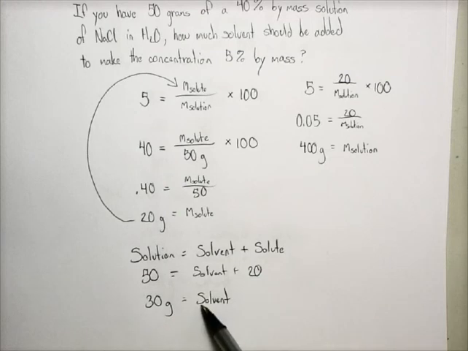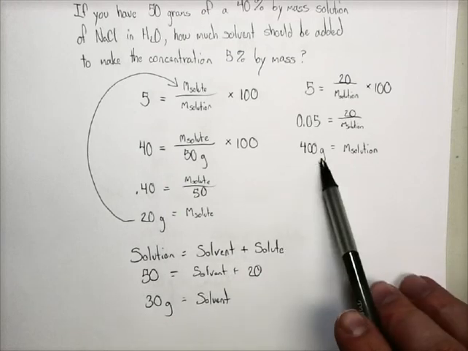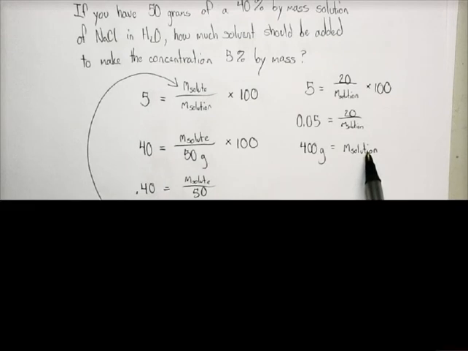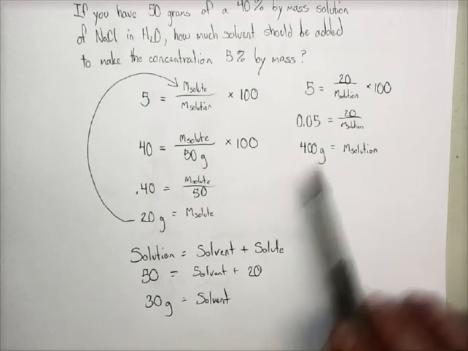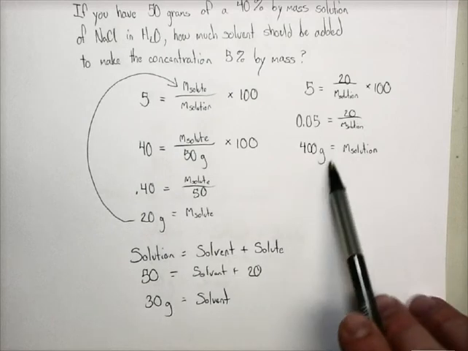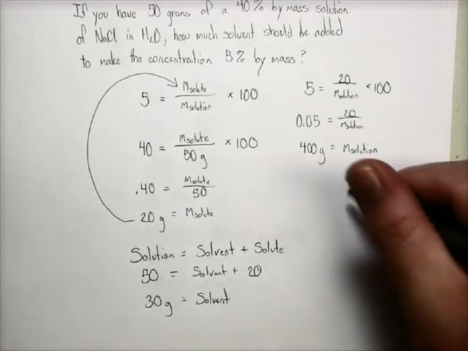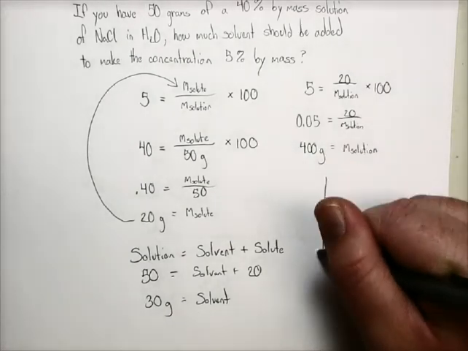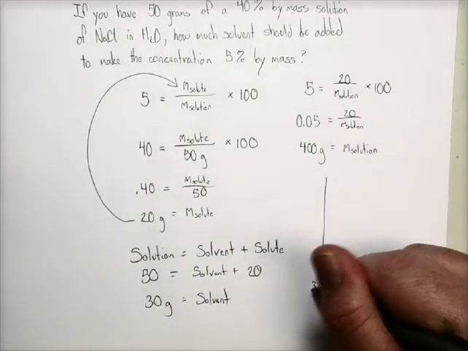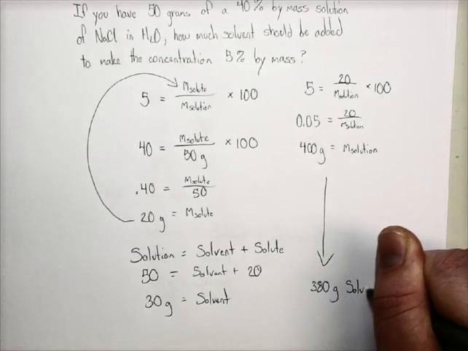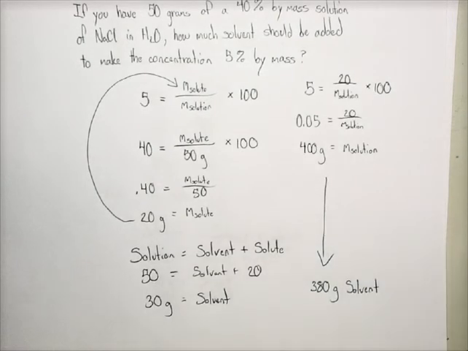So now we have to take all of this and combine it together with this. Notice this is the mass of the solution, not the mass of the solvent. You have to be very careful there. Well, how much solvent do we have? We use the same equation again. And if we have 20 grams of solute, we must have, in this case, 380 grams of solvent.